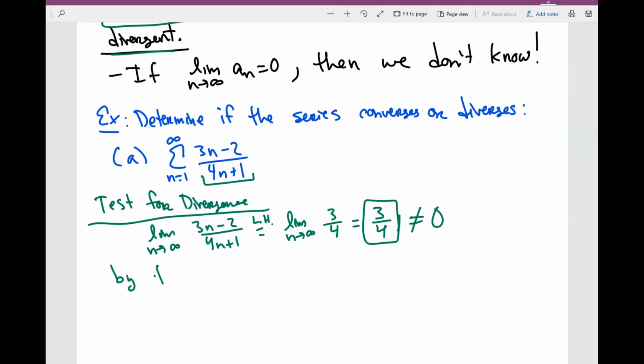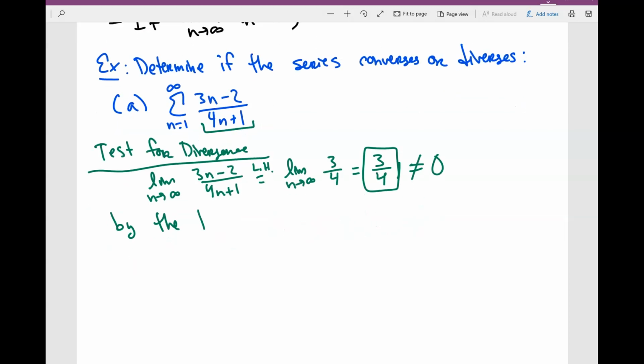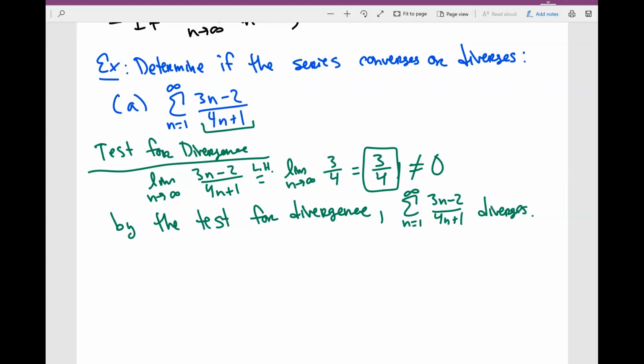So what can you say? By the test for divergence, not the divergence theorem, because the divergence theorem is something else. By the test for divergence, the sum from n equals 1 to infinity of 3n minus 2 over 4n plus 1 diverges. Okay, you have to write this. Don't just say diverges. Say by what test you used. You used the test for divergence, so this is what you're going to say. It diverges.